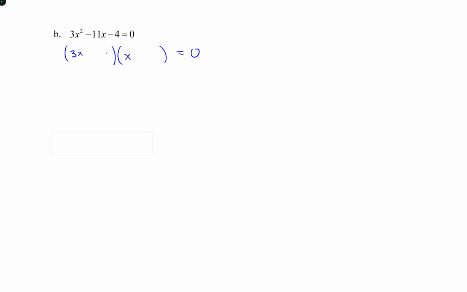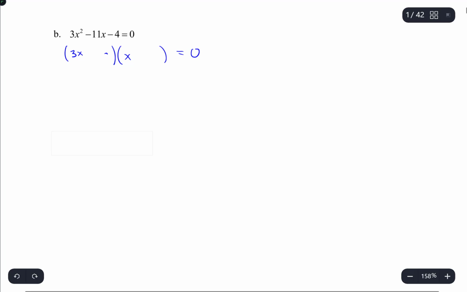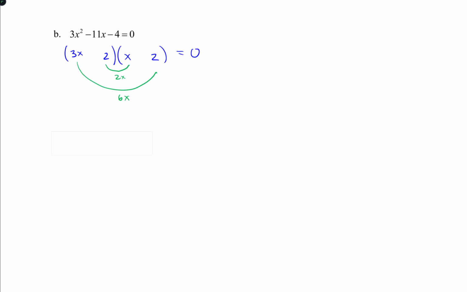Now the possibilities for 4, I could have 1 and 4, or I could have 2 and 2. Not a lot of possibilities here either, but I might have to try a couple to see what happens. All right, so let's start off with 2 and 2. If I use 2 and 2, then 2 times x gives me 2x, and then 2 times 3x would give me 6x. So those could add up to 8x or possibly like 4x, but I can't get them to 11x. I need to get that middle term to work out. So let's try some other possibilities.